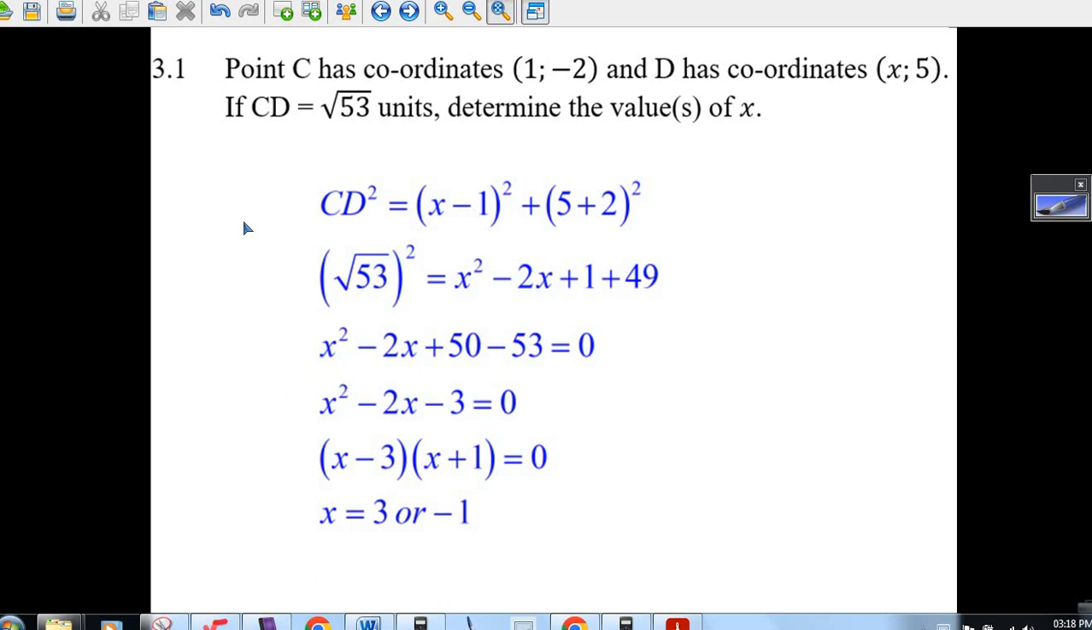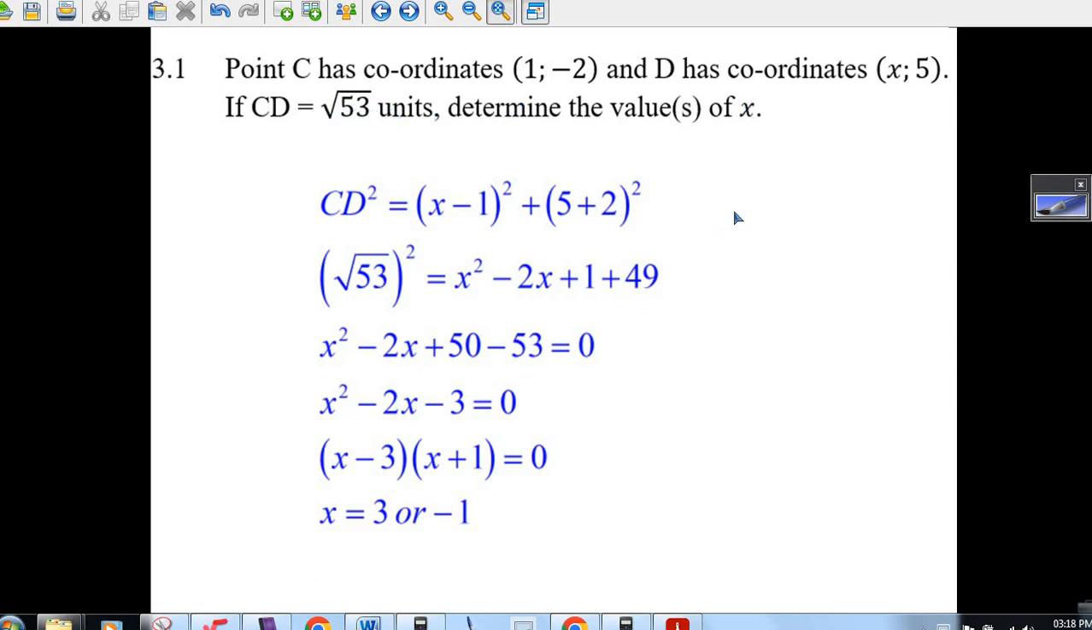Okay, this is the analytical geometry question 3 part of the 2022 grade 10 exam. Let's just give it a try. Paper 2, here we go. A point C has coordinates of 1 and minus 2, and D has coordinates of x and 5. The distance between them, CD, is root 53.